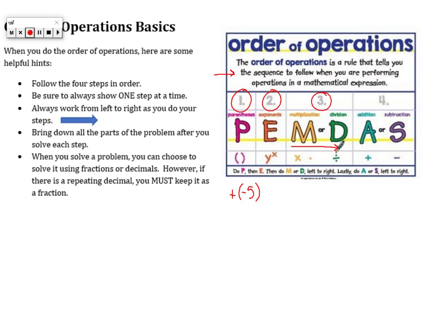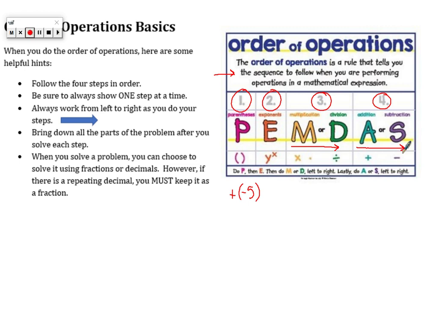Finally, you should only be left with addition and subtraction at that point. This is your fourth step, and you'll do the same thing as multiplication and division. Instead of doing all the adds then the subtracts, you'll just do whichever one comes first, left to right.